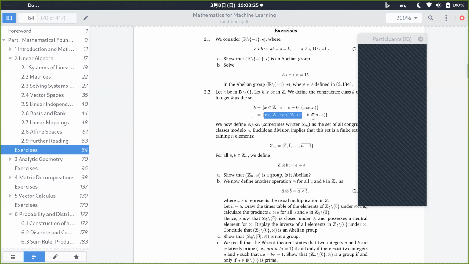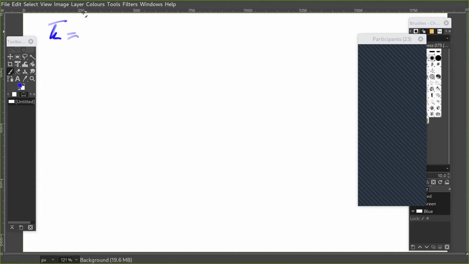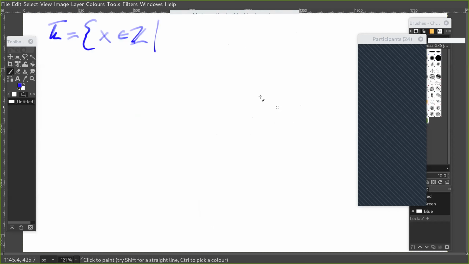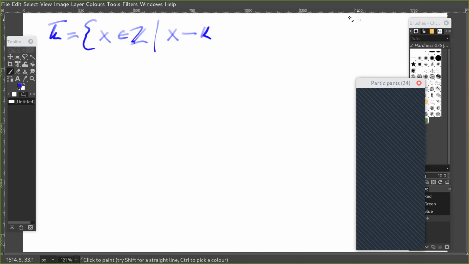I'll write down the second line. So we have elements X, and these X elements are integers. We want to have this property that X minus K, if you divide this by N, and I'm going to put N somewhere here because this is like a global variable. N is the modulus.